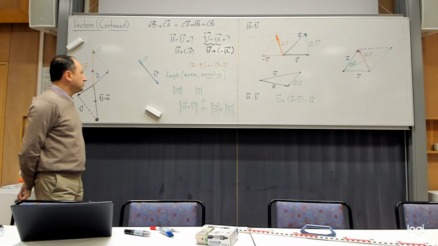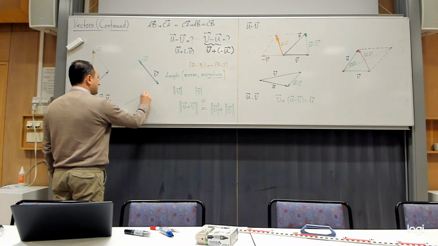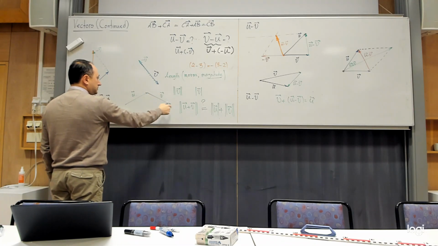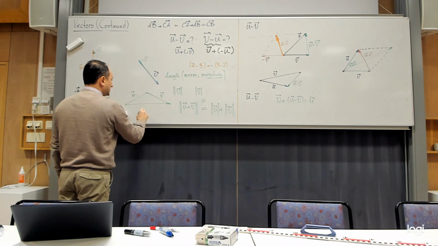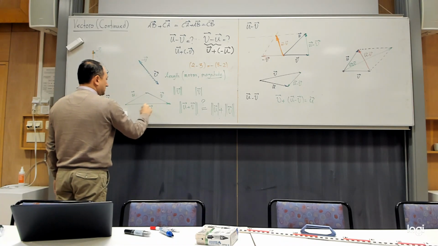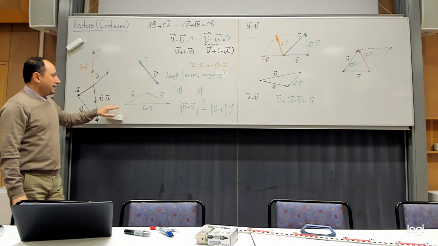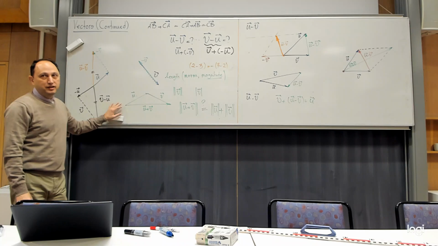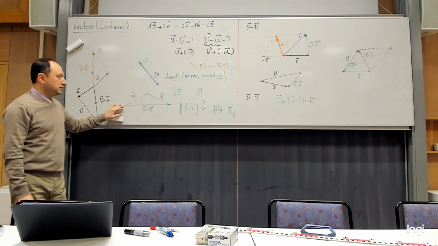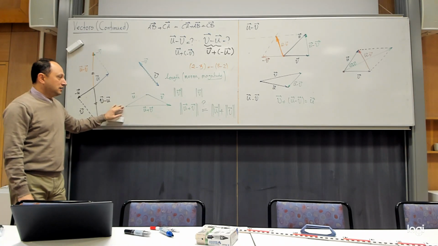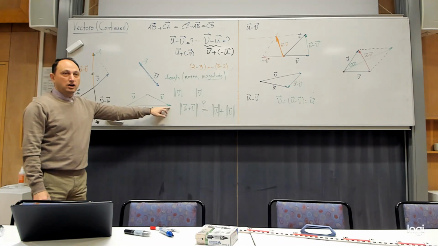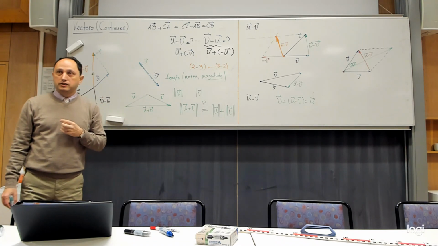Yes, for example, if this is the vector u and this is the vector v, if I add them, it becomes this vector. Okay? I don't know how many of you have seen this theorem before. That's a very famous theorem in Euclidean geometry, that tells you that the length of each side of a triangle is less than the sum of the lengths of the other two sides.